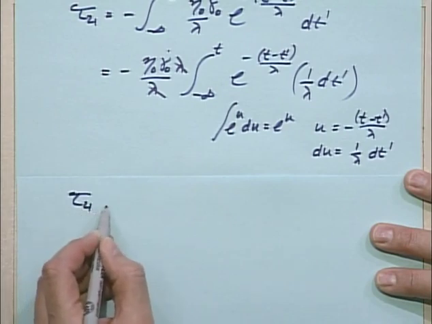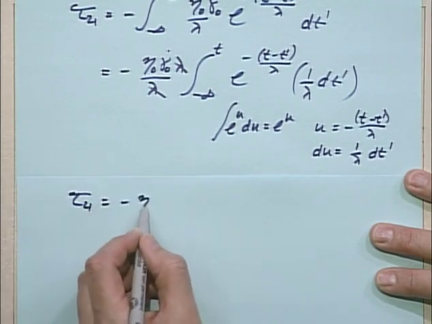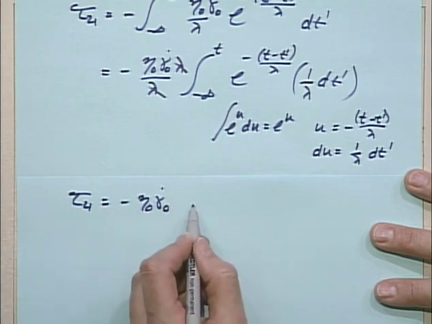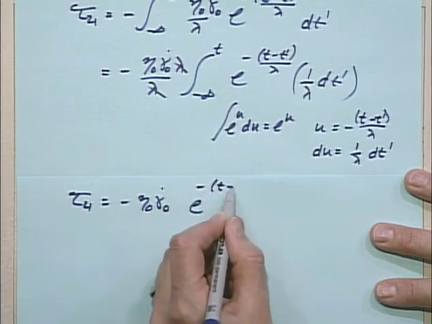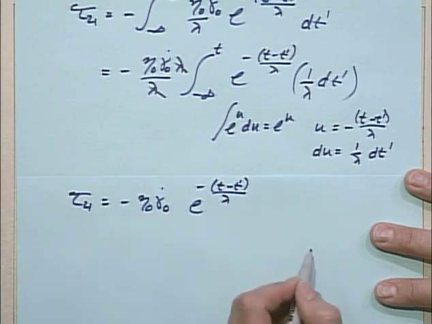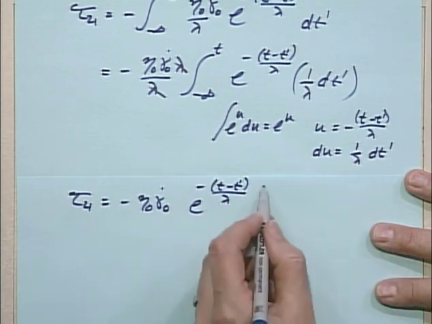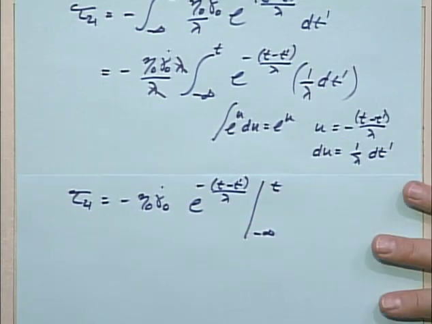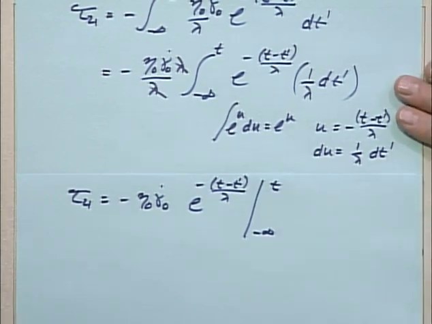Tau 2,1 equals minus eta naught gamma dot naught, e to the u, evaluated between minus infinity and t. Please tell me if you find any algebra mistakes on my part. Because if we don't get the right answer, I have to come back and find them anyway.